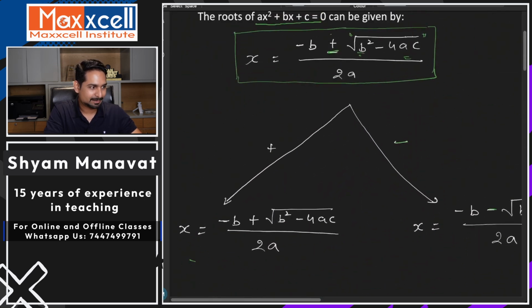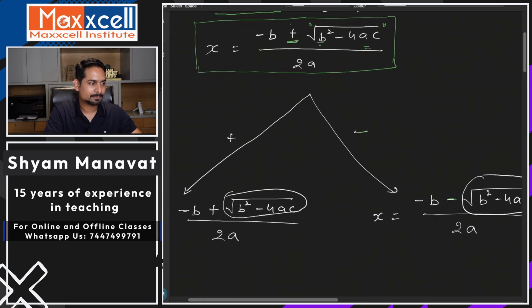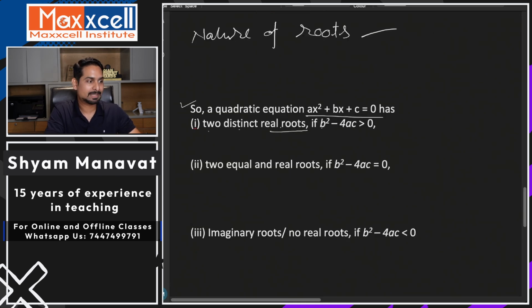If this b square minus 4ac is 0, think about it. If b square minus 4ac is 0, this part will be 0. And if you take out this part, then for both the roots you have minus b upon 2a and minus b upon 2a, because after plus minus, it's 0. Both values will be the same. So you will get the same roots, equal roots, when b square minus 4ac is 0.